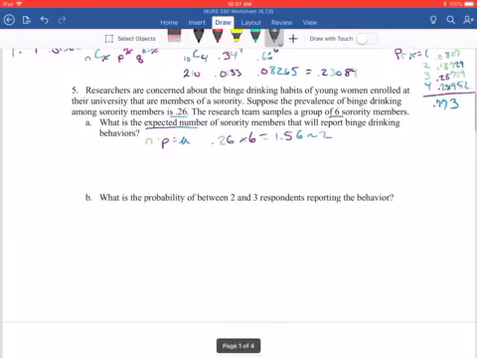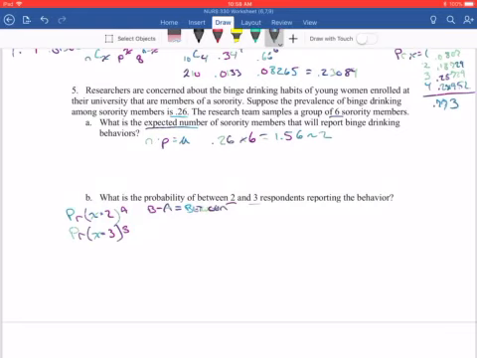Next part. What is the probability between 2 and 3 respondents reporting the behavior? So for this one, we have to find the probability of x equaling 2 and the probability of x equaling 3. In the book, this would be your b and your a, and you take your b minus a to find the probability in between. But we have to find the probability of 2 and 3.